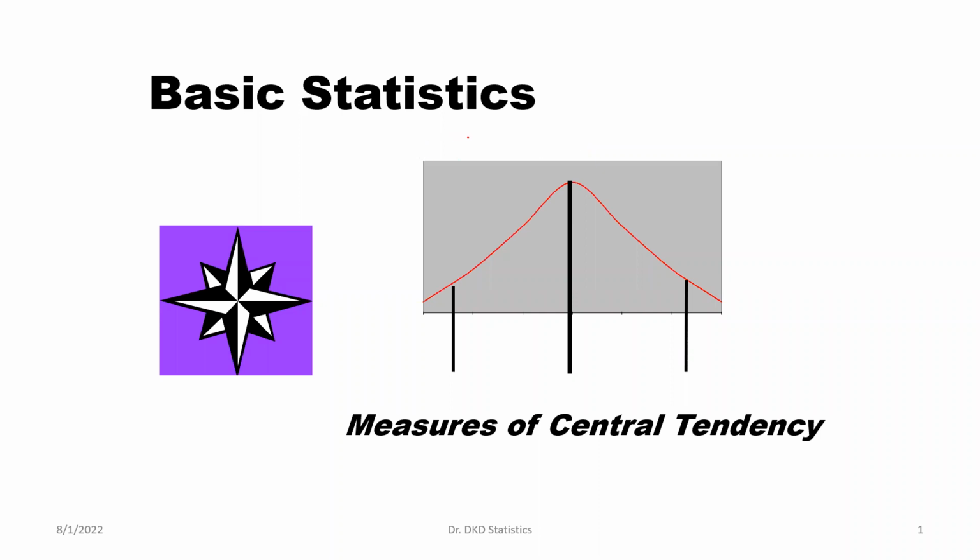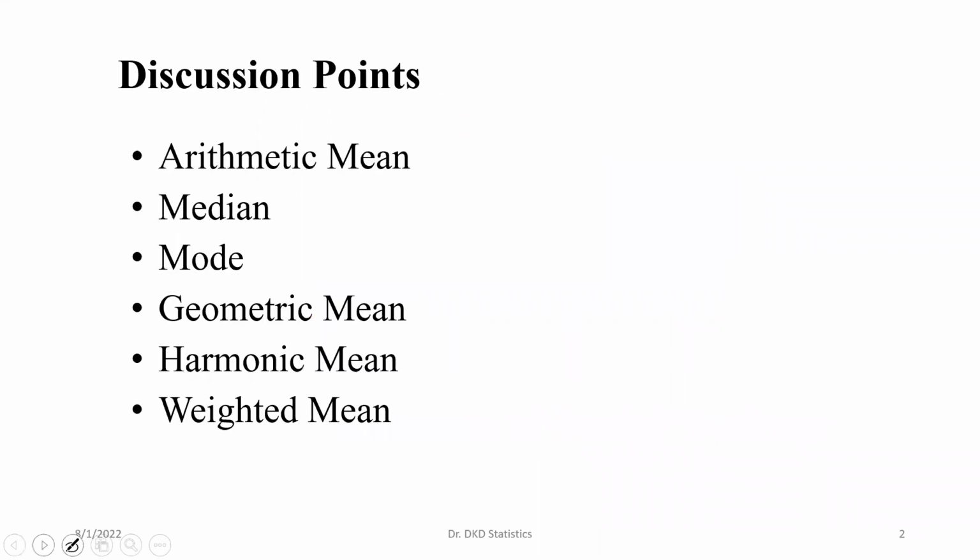Here we will discuss basic statistics, and the main topic is measures of central tendency. So we'll discuss measures of central tendency. There are a few points we will discuss in coming slides. First of all, we'll discuss arithmetic mean, then median, then mode, geometric mean, harmonic mean, and weighted mean.